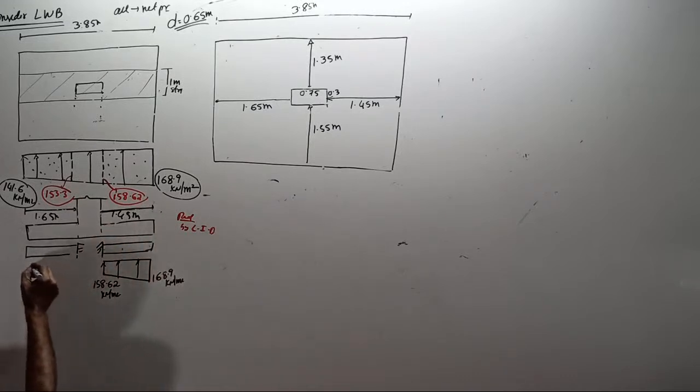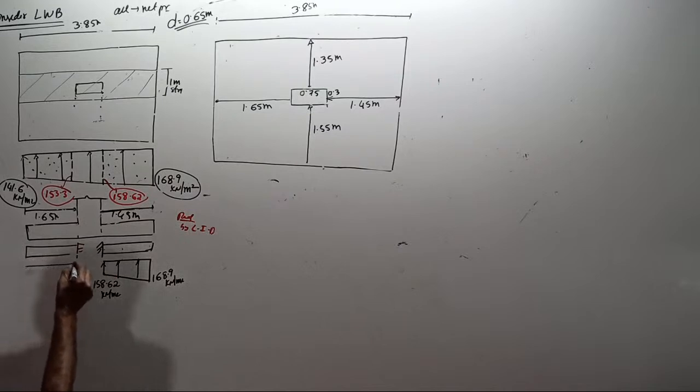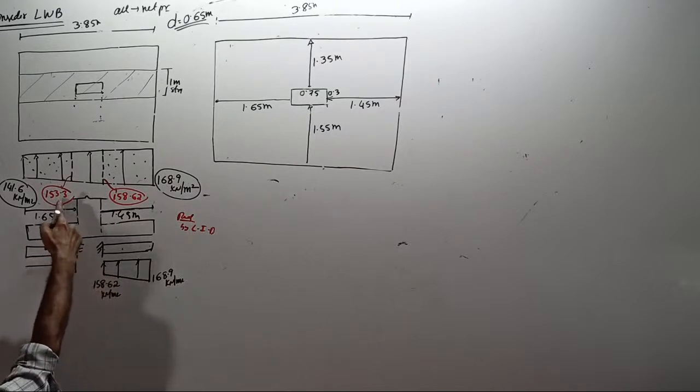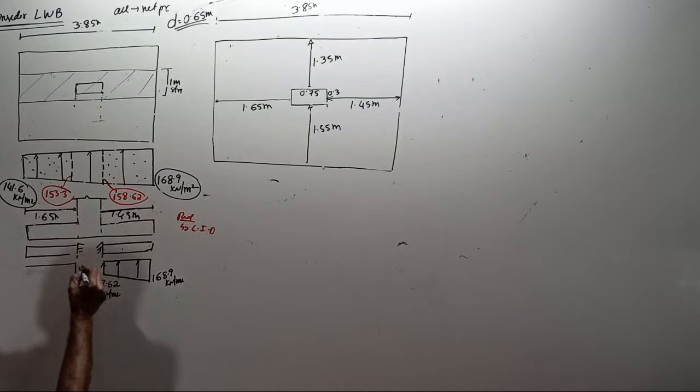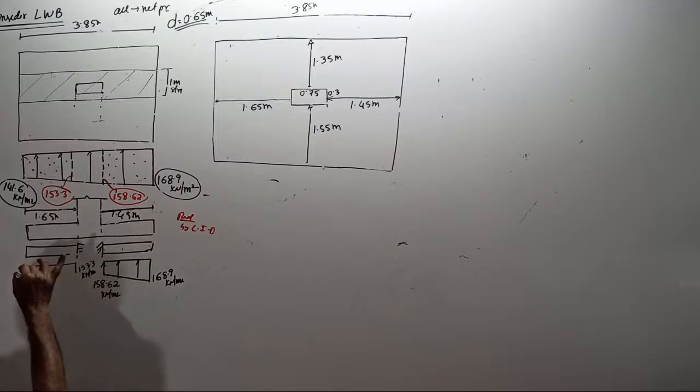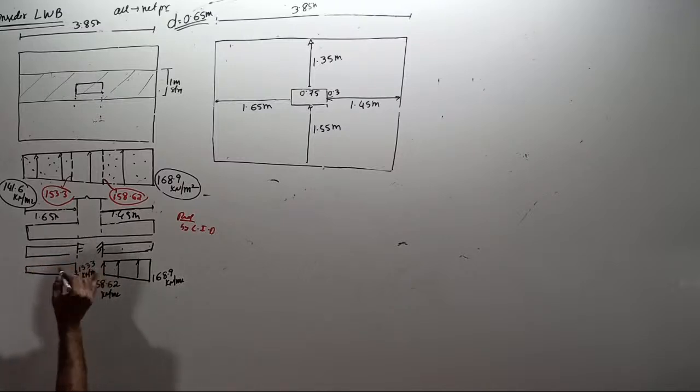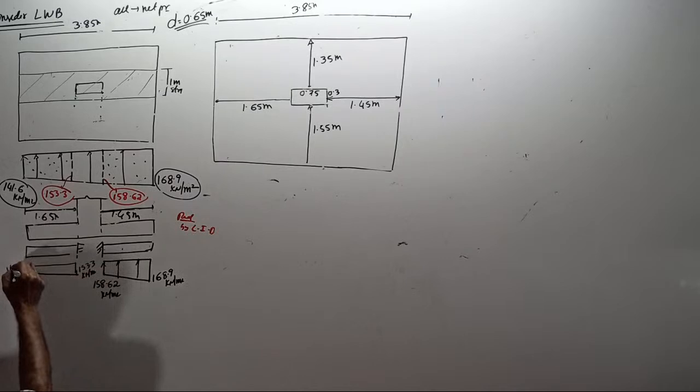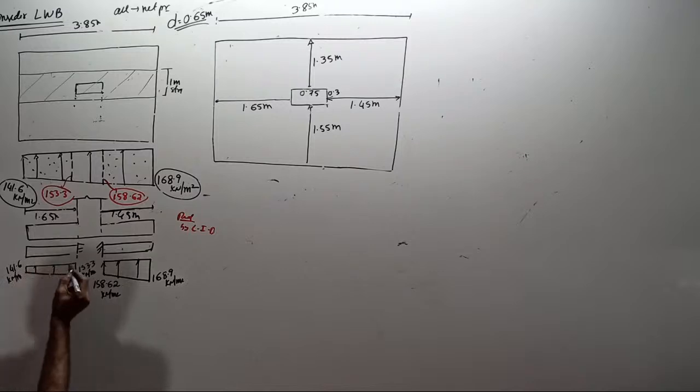If I come to the left side cantilever, my pressure here is 153.3 kilonewton per meter square. Here it is lesser, it will come this way, and here it is 141.6 kilonewton per meter square. This is my second cantilever. Now, pressure diagram. Okay, now, this is for lengthwise bending.